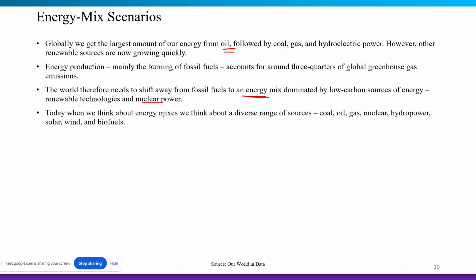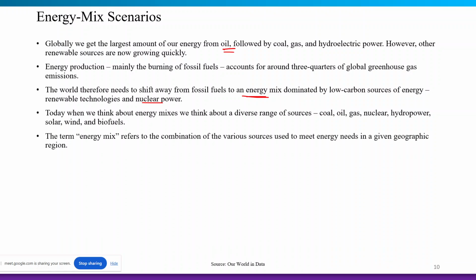Today, when we think about the energy mix, we think about a diverse range of sources. Right? Coal, oil, gas, nuclear, hydropower, wind, solar, biofuels. We can mix them as a percentage, so that as per the requirement, we can mix these energy sources and meet the energy demand with low carbon emission. The term energy mix refers to the combination of various sources used to meet the energy needs in a given geographic region.